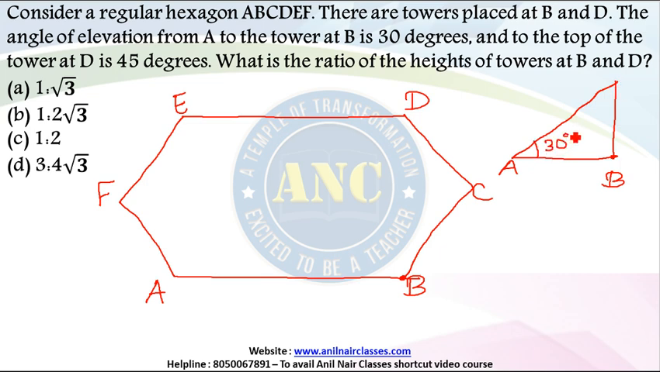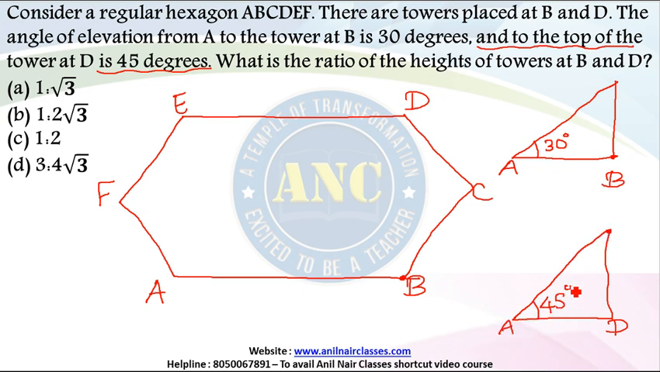This is one smaller diagram. Similarly, the angle to the top of tower D is 45 degrees. From D there is a tower, right? So this is nothing but, from point A, the angle of elevation to the top of tower D, which is given in the question as 45 degrees. Now I hope these two are very clear for you people. Now see here, sir, what is the ratio of heights of towers at B and D? The ratio of heights is what I require.